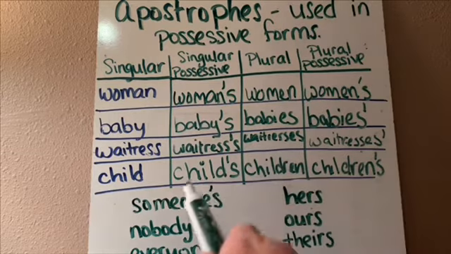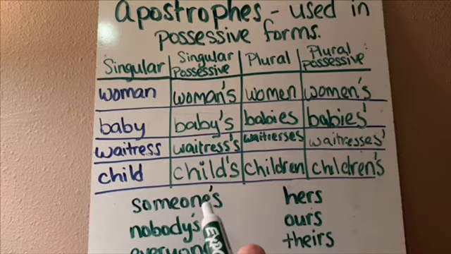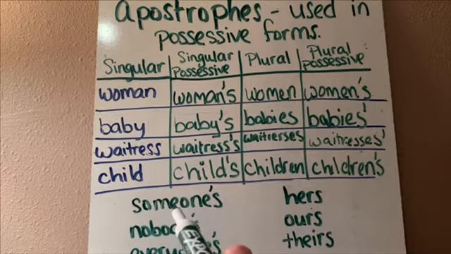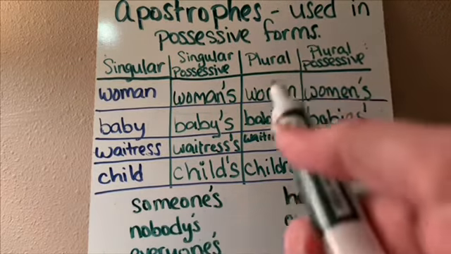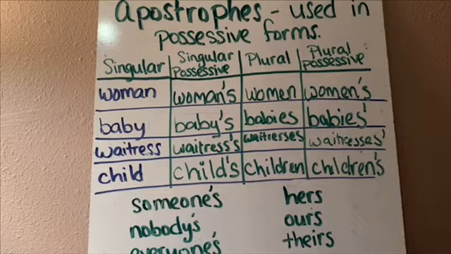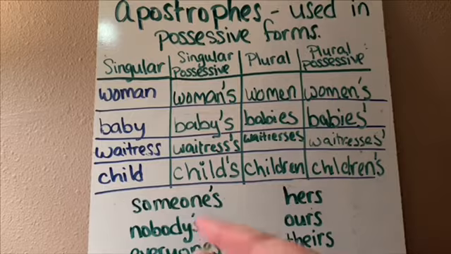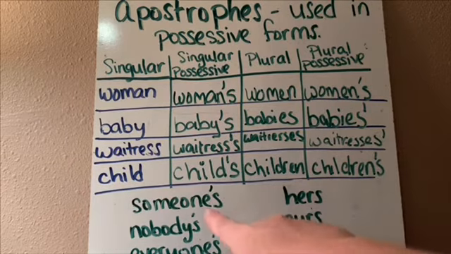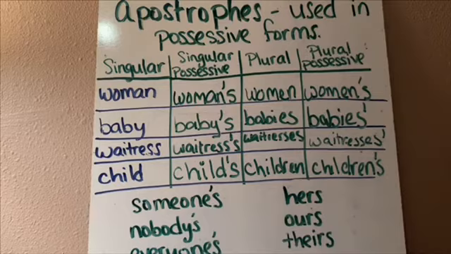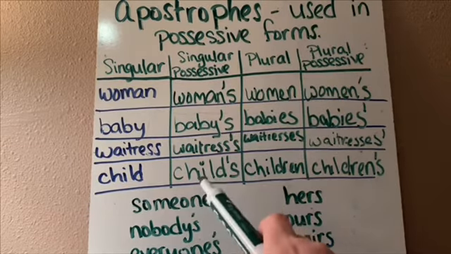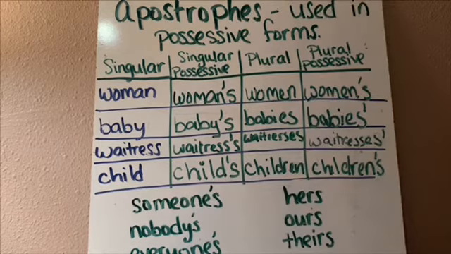So if we have an indefinite pronoun, a pronoun that's talking about not one particular person, so it's kind of generic, talking about many ones or bodies, to make it possessive, we add apostrophe S.